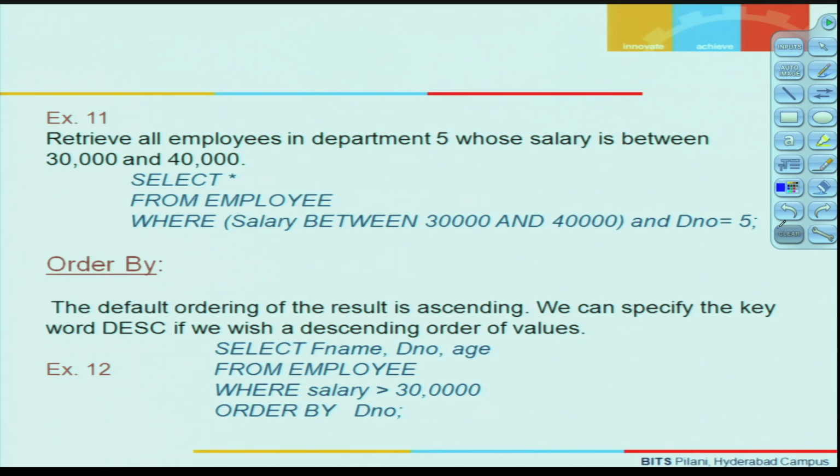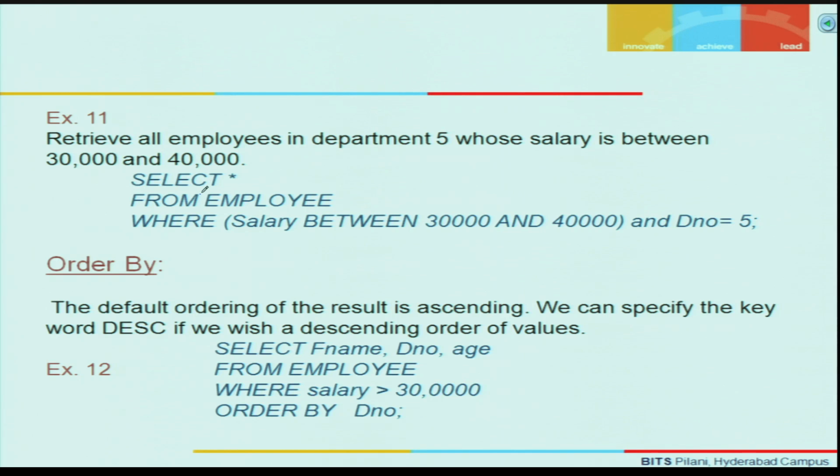Then we can also use the query: retrieve all employees in department 5 whose salary is between 30,000 and 40,000, including these boundary values. Hence, I have a support feature. By using the keyword between, I can specify this. Select star, that means get all the attributes of employees from which table?